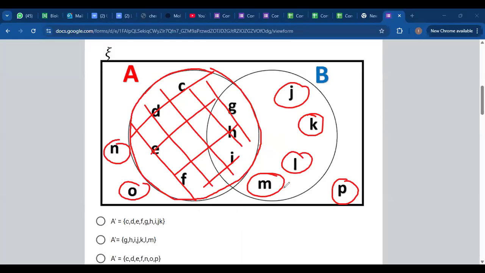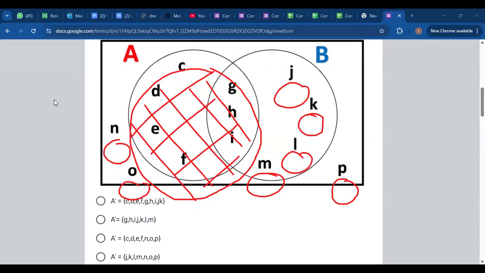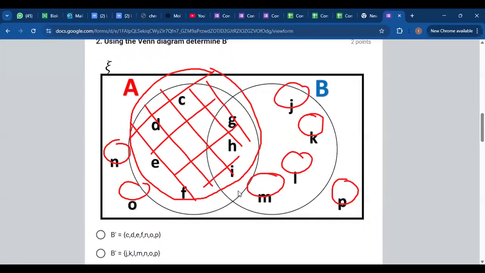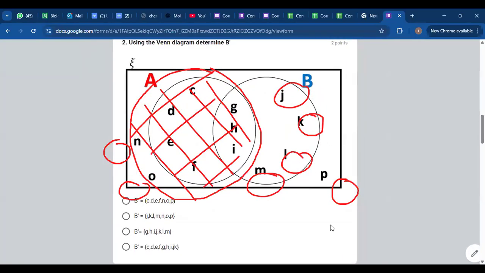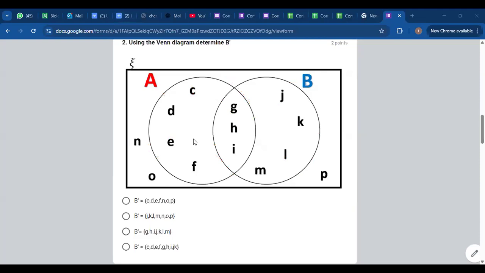Let me see. Okay, J, K, L, M, N, O, P. Yes, perfect. That's perfect. Good. Now we want B complement. So for B complement, let me erase all this and clear out drawings.